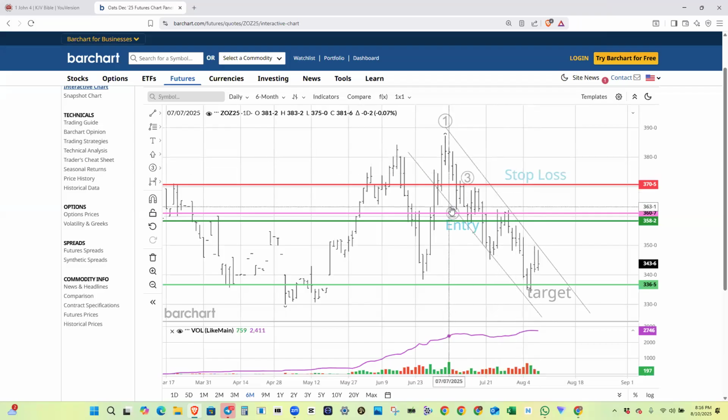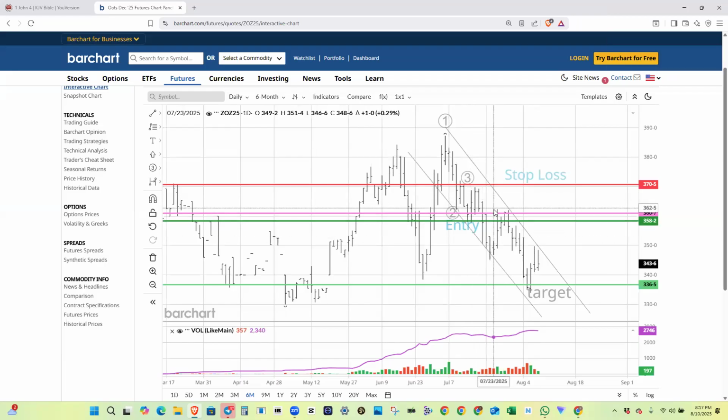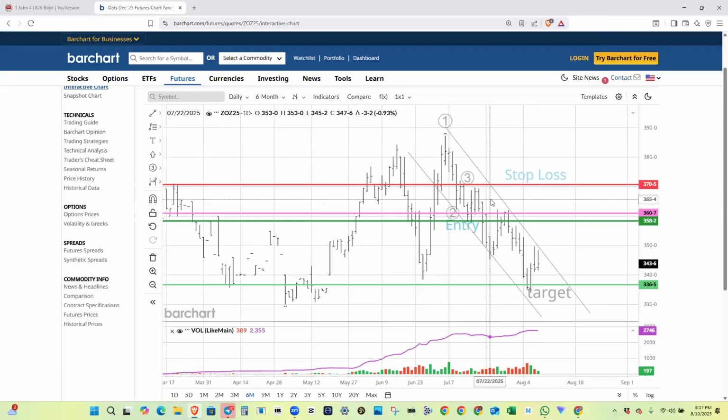Sometimes you could miss it. You could say, oh wow, I missed my entry, but you just take the next number two, and that current number three. So this is a number three. This is another number three. This is another number two. So you can get in on any number two, and your stop loss is any number three.